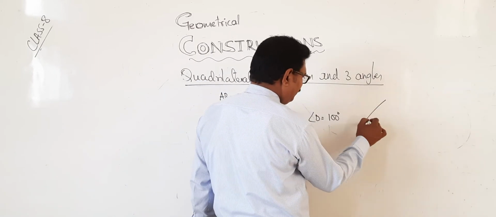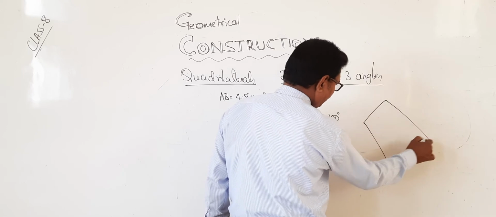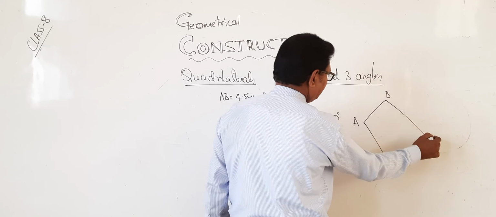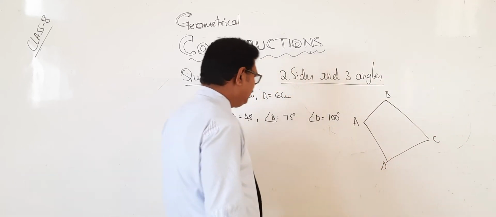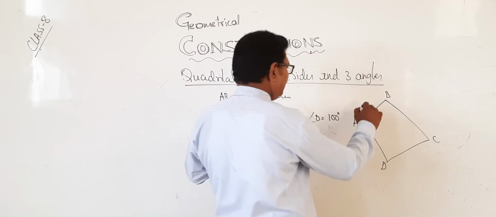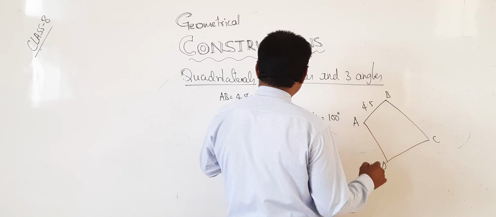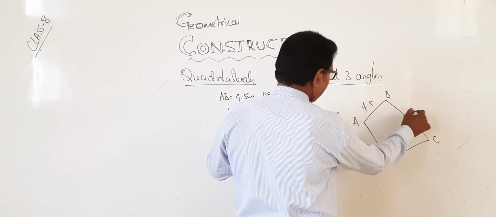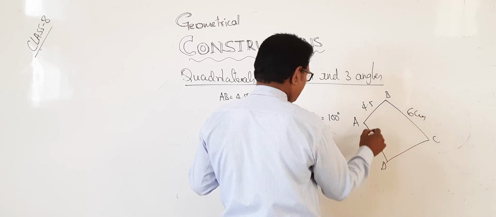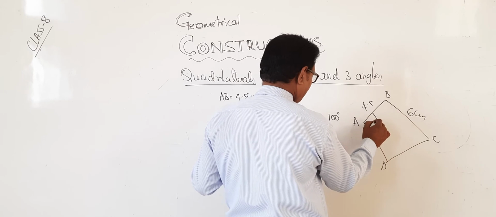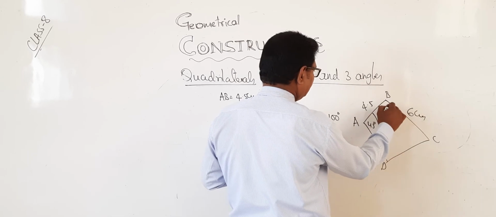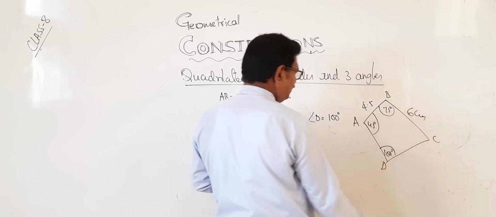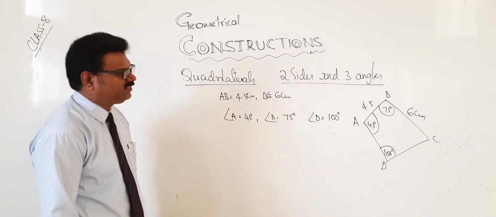First, a rough diagram. However you want, you can draw a rough diagram. That is A, B, C and D. AB how much? 4.5. BC how much? 6 centimeters. Angle A 45. Angle B 75. Angle D 100. Now tell me how to construct this.